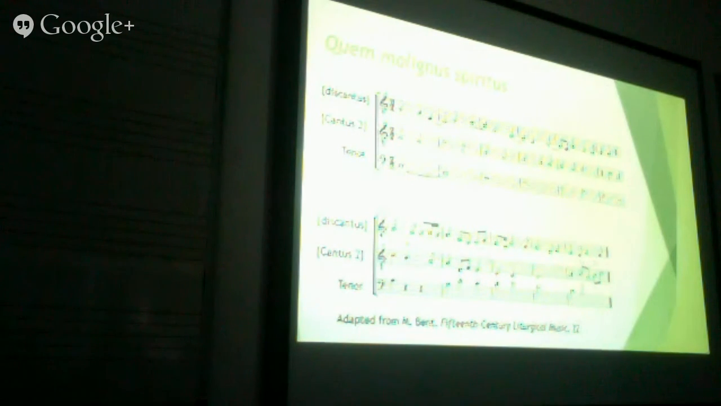The precise configuration of clefs, which is C1, C2, C5, which we have here, is found nowhere else in Kirkman's study, and the closest analogies are found in four continental masses from post-1475, which have the clefing of C2, C3, F4, all of which seem to be noted with Bassus as the name of the lower voice.